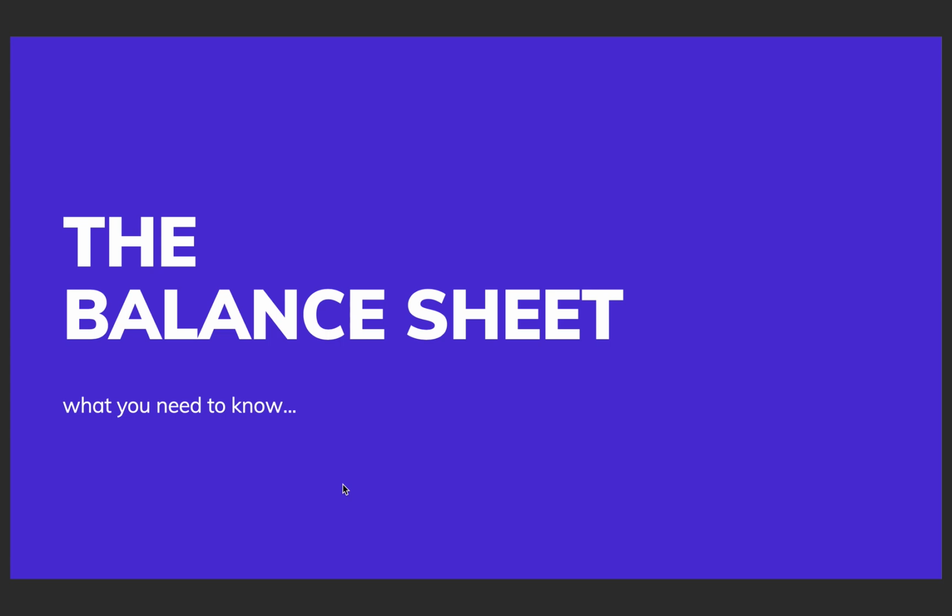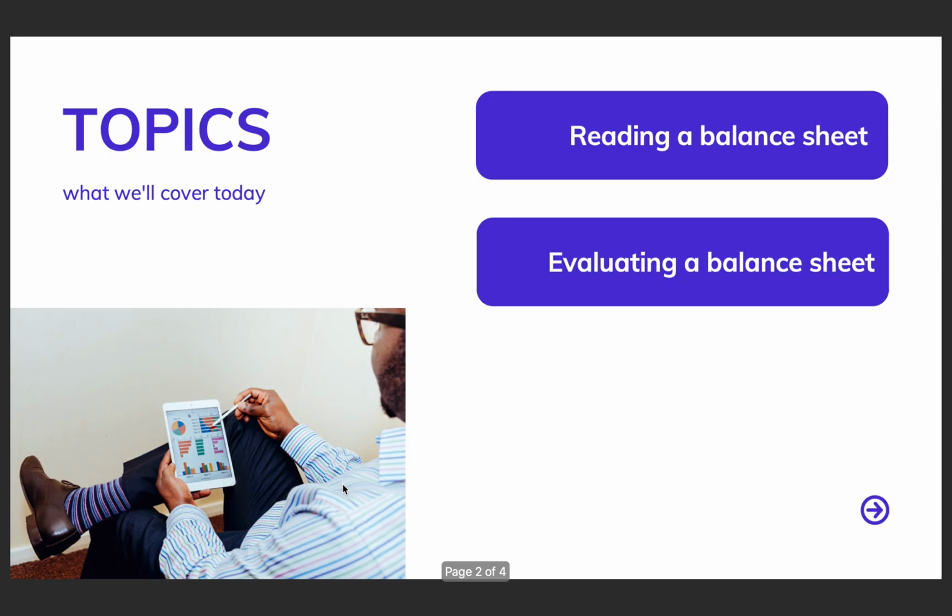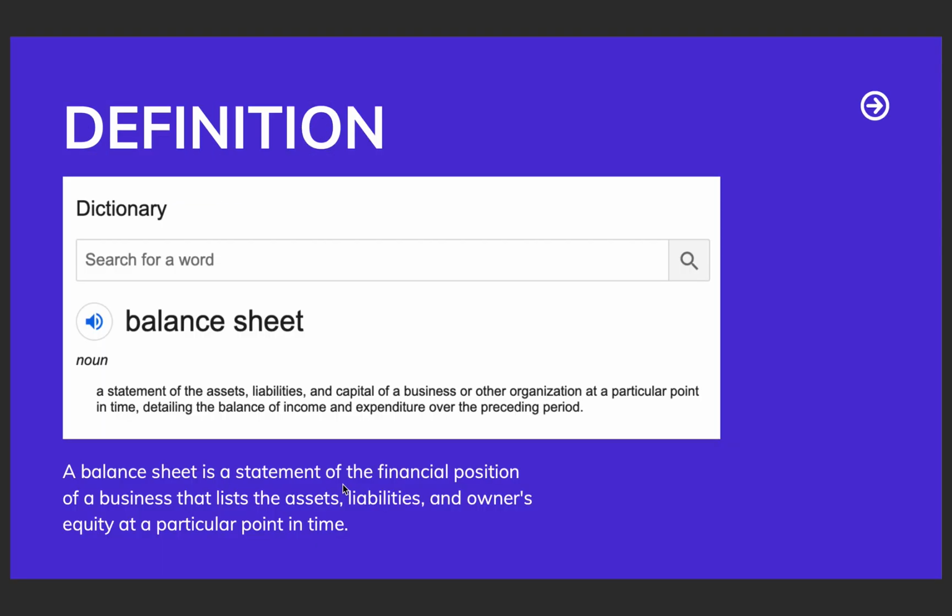Today we're going to discuss the balance sheet, everything about the basics of a balance sheet, how to read a balance sheet, evaluate a balance sheet, and we'll also cover a little bit about understanding a capital structure. So let's jump right into some definitions. A balance sheet is a statement of the assets, liabilities, and capital of a business.